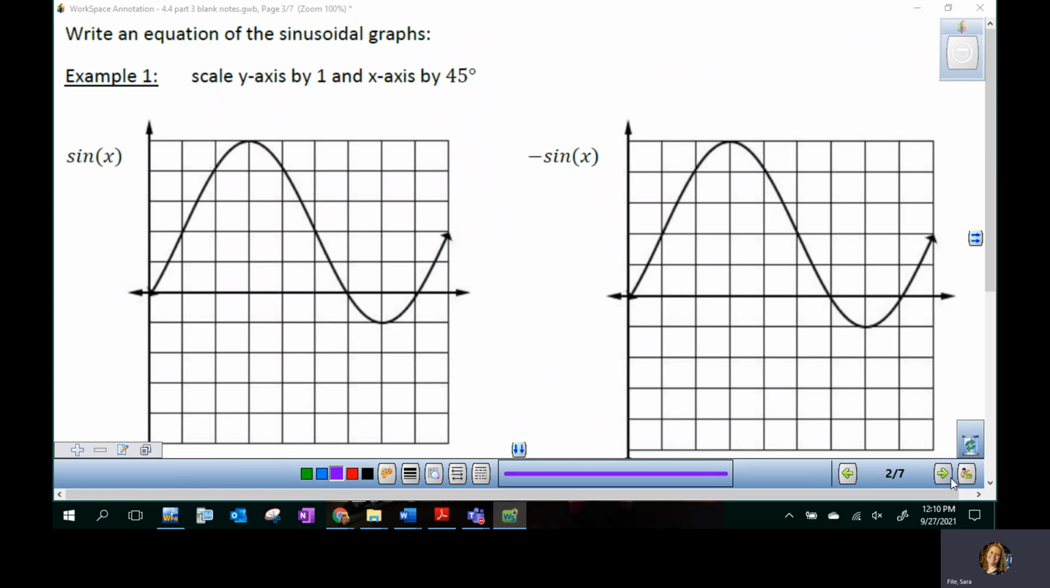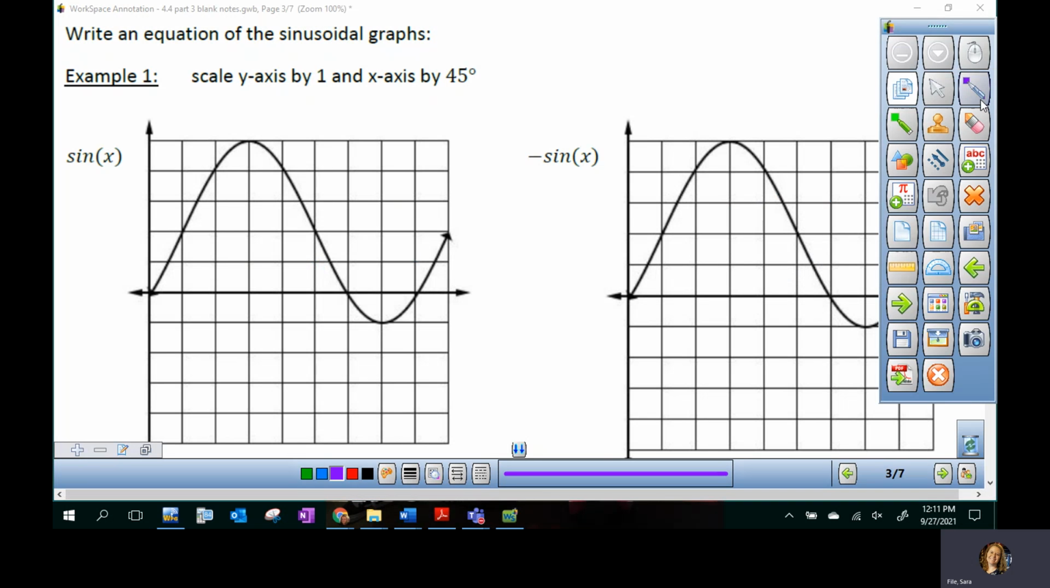So let's look at an example. We've got two graphs side by side. They're identical, aren't they? Does everybody see that these are the exact same graph? We want to write the equation as a sine function, and we want to write it as a negative sine function so that we can see the difference. We're going to write one equation to represent this graph as a sine function, and then the same graph, we're going to write it as a negative sine function.